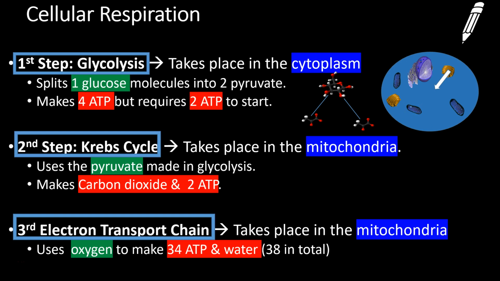Now, I color-coded this, so in each process, where it takes place is highlighted in blue, okay? So this is where each process takes place. What is used is highlighted in green. So glycolysis uses glucose, the Krebs cycle uses pyruvate, okay? Electron transport chain uses oxygen. And what is produced, what is the end product, that's highlighted in red. So glycolysis makes 4 ATP, but it costs 2. Krebs cycle made carbon dioxide and 2 ATP, and the electron transport chain made 34 ATP and water.